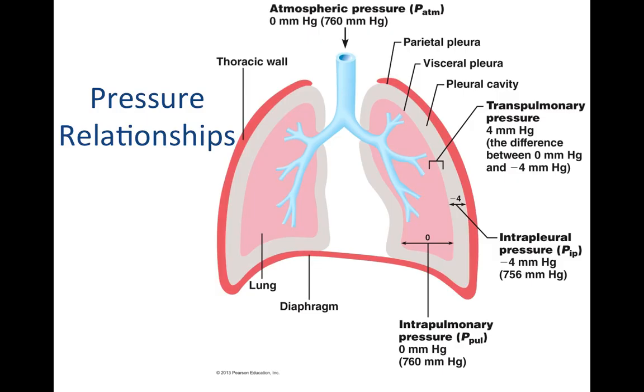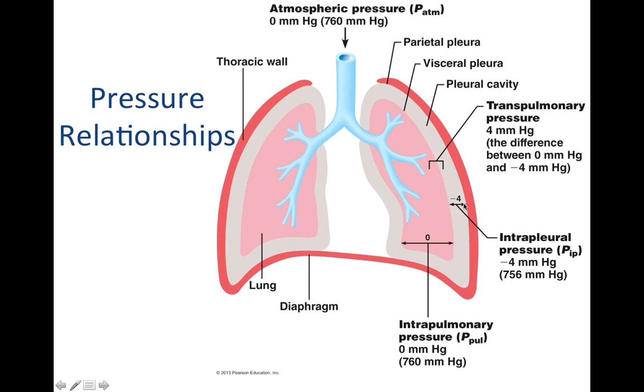So here's a picture of what those pressure relationships look like. Atmospheric pressure, again, is outside your body, and it's normally somewhere around 760 millimeters mercury. Here is your intrapulmonary pressure, right here, and although we can change it as we inhale and exhale, it ultimately will always come to the same as atmospheric pressure. So assuming we're at sea level, 760 millimeters mercury.